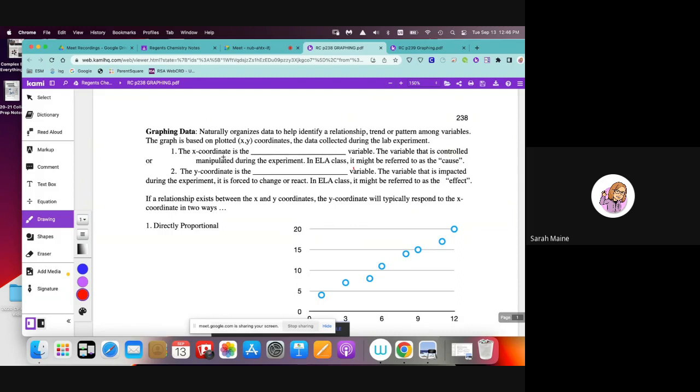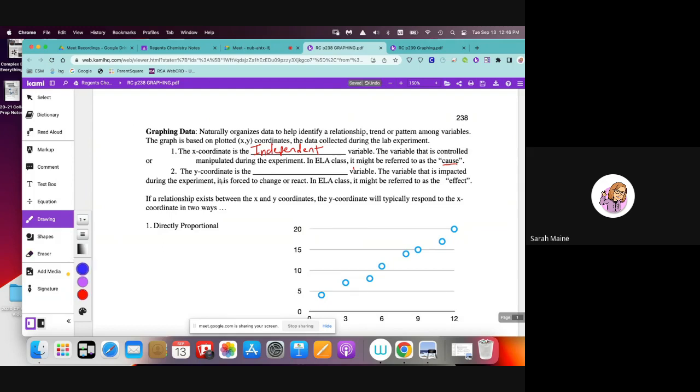So the x coordinate in graphing is referred to as the independent variable. This variable is something that we set controls on or we manipulate during the lab experiment. In an ELA class, we might refer to it as the cause.